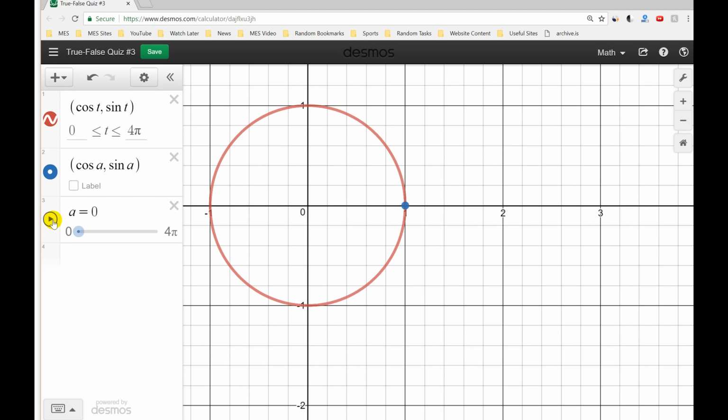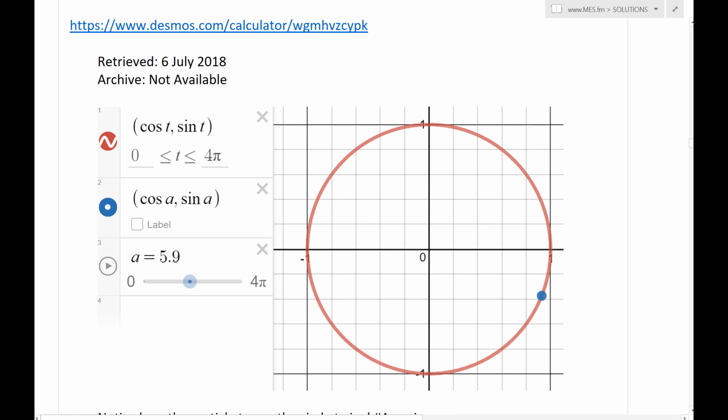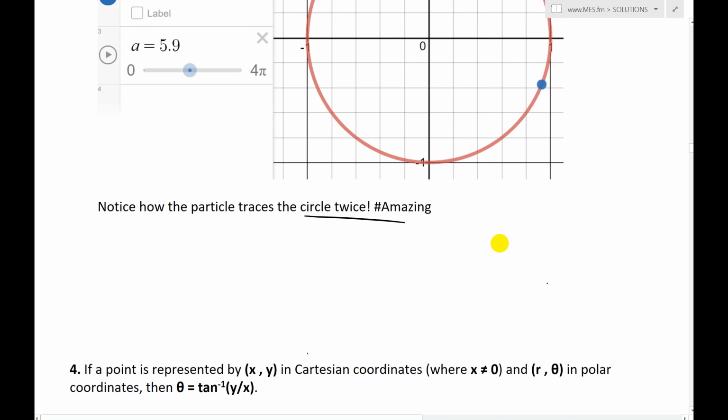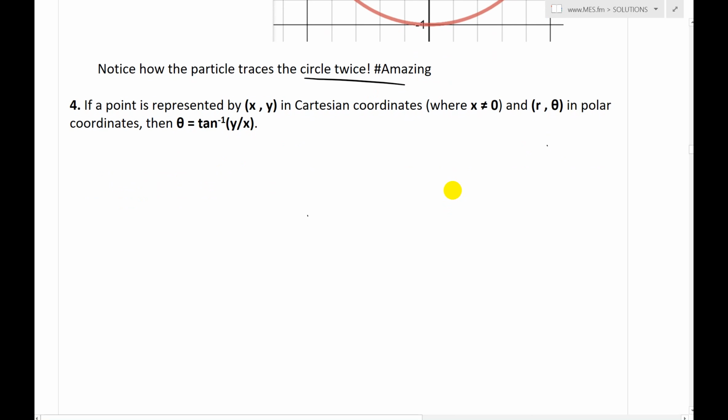And let's press play. And notice how it goes all the way around. And then it loops twice around and goes back. Absolutely amazing. Start again. It goes one full loop and then another one. And that's going to 4 pi. Absolutely amazing stuff. So yes, notice how the particle traces the circle twice. Hashtag amazing. And now let's keep marching along.